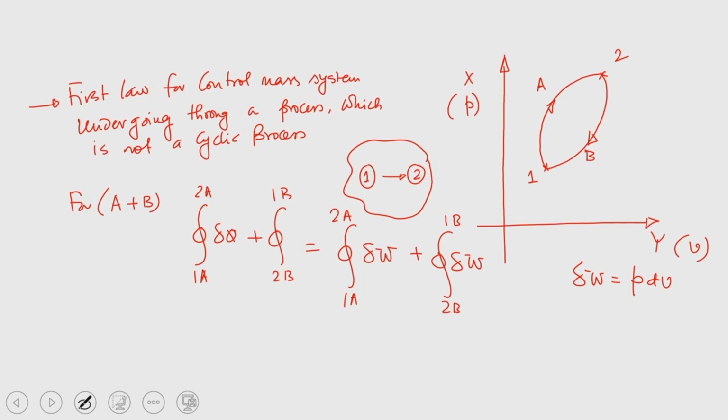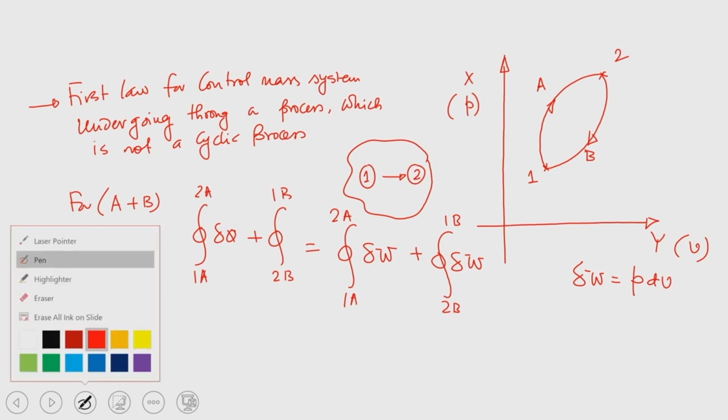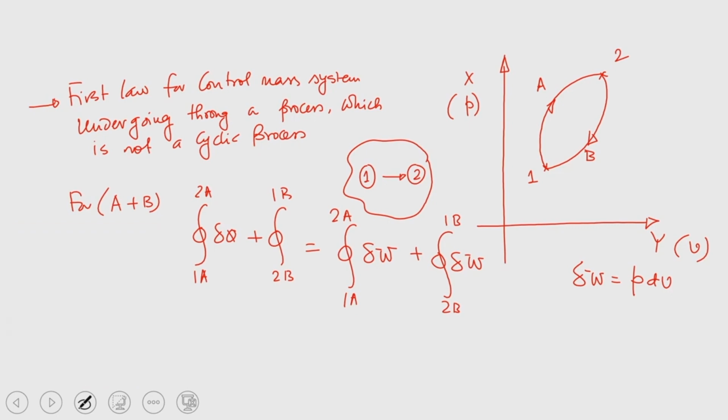Now, after reaching point 2, the system is again coming back to point 1 following, let me write it using a different color, this path C. Our objective is to write the first law for the generic process. So, it is now coming following path C, it is not path B. Then what can we write?